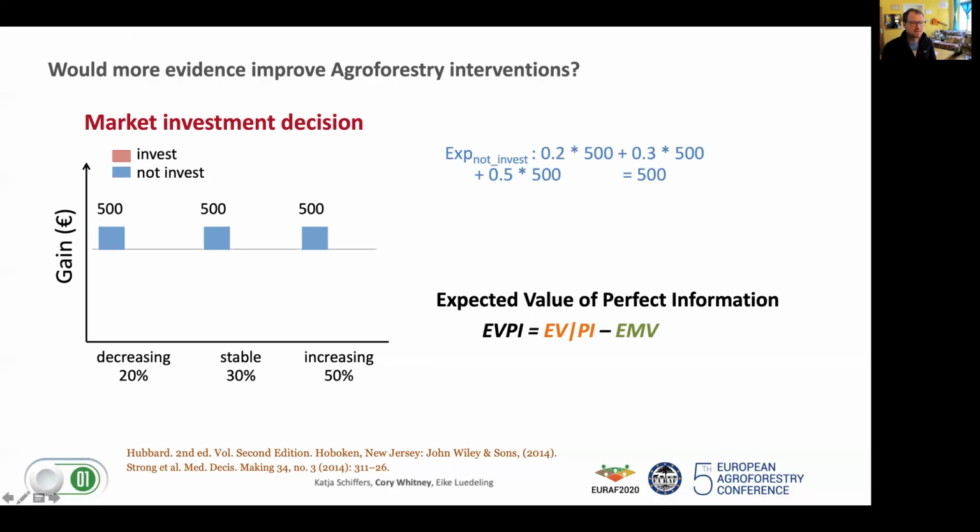We multiply these by the different projected possible states of the future market to calculate the expected value of not investing. Here you see 20% times 500 plus 30% times 500 plus 50% times 500 means 500 for the expected value of not investing.